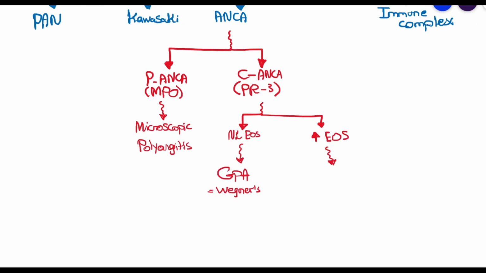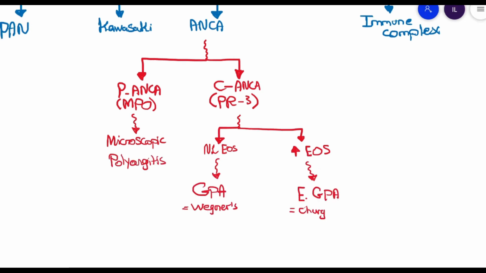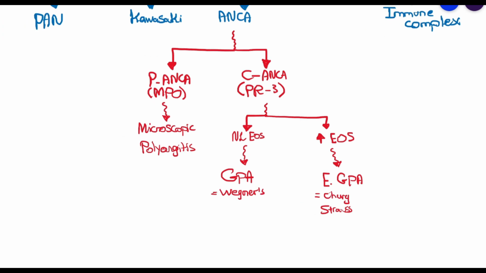And if you have elevated eosinophils, then we call it eosinophilic granulomatosis with polyangiitis, which is Churg-Strauss syndrome. Now, note that eosinophilic granulomatosis with polyangiitis is associated with P ANCA as well as C ANCA. It's not only C ANCA.